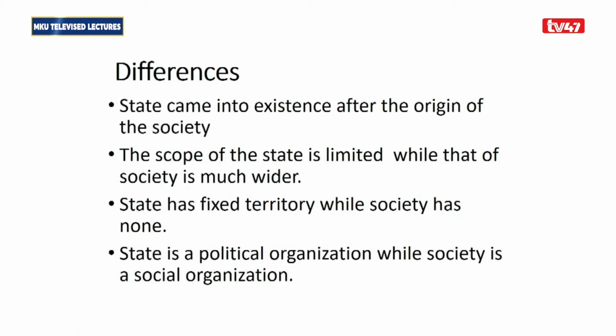State has a fixed territory, while society has none. There is a territory that is used to determine or fix a state, but with the society there is no such territory. A society has a wider scope than a state. We can say the Kenyan state, but when we are mentioning society, we look at the broader perspective. State is a political organization, while society is a social organization.